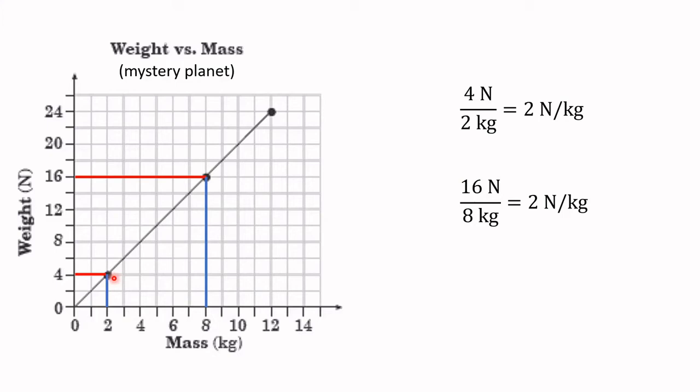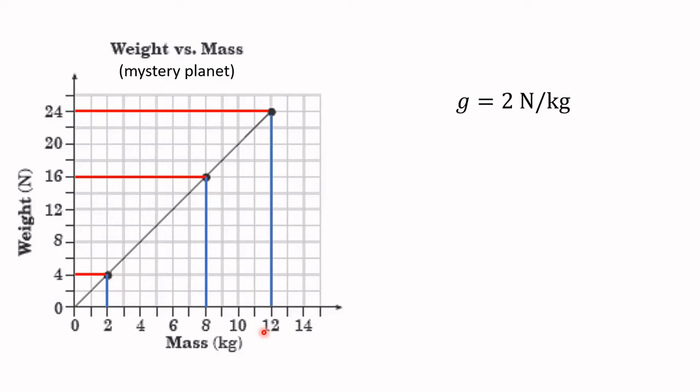You can use any 2 points to compute the slope and you'll get the same answer. Whether you compute the slope from here to here, or from here to here, you get the same value. If the slope was changing, you'd be talking about some other type of curve, not just a line. All right, you can check the last one, 24 newtons per 12 kilograms gives you the same number.